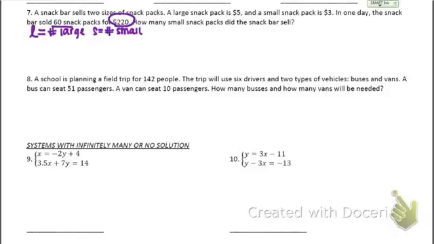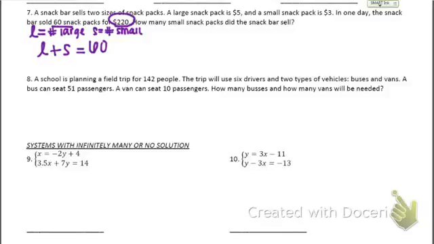If L is the number of large packs that we sold and S is the number of small packs that we sold, what would I do to find the total number that I sold? Add them up, right? Does everybody agree? L plus S equals what? Hold for a second. 60. Think about it. The number of large packs plus the number of small packs should equal 60.